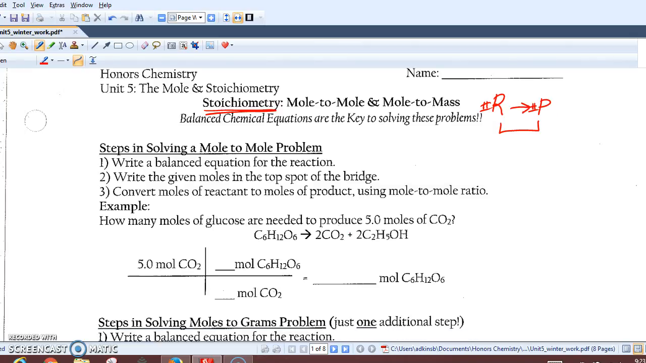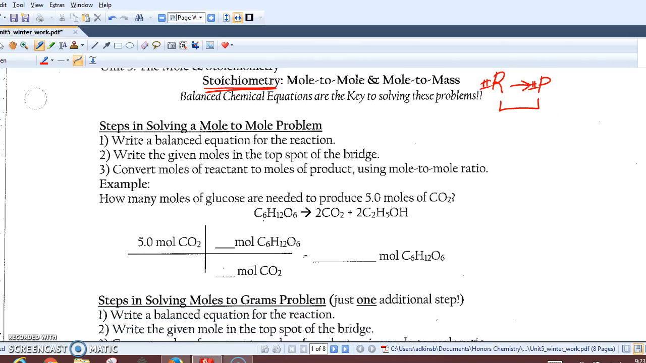So if we were to look at this first balanced chemical equation, we've got C6H12O6, and there's an understood 1 out in front of it, which means if we had 1 mole of this, we're going to form 2 moles of CO2 and 2 moles of C2H5OH. So we can do mole conversions. We can say, well, for every 1 mole of this, we would make 2 moles of that. Or let's say we had 2 moles of the reactant, then we can make double that, or 4 moles of CO2.